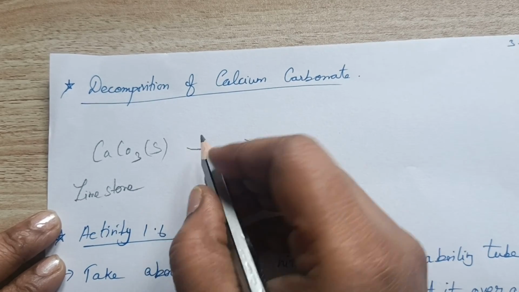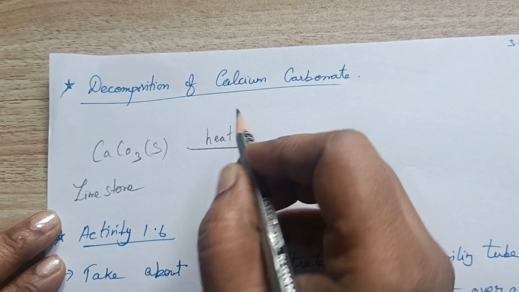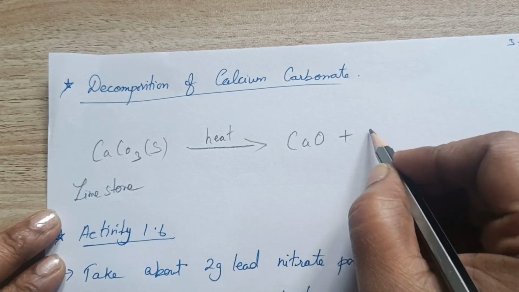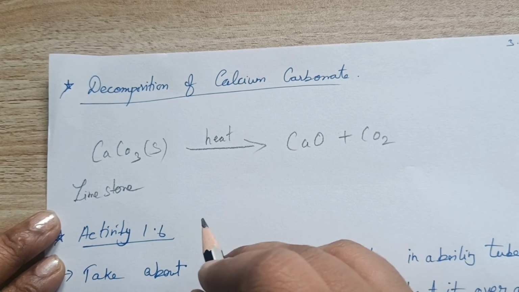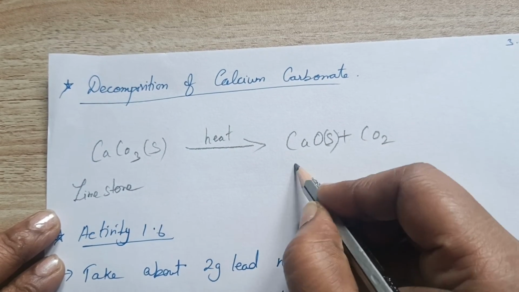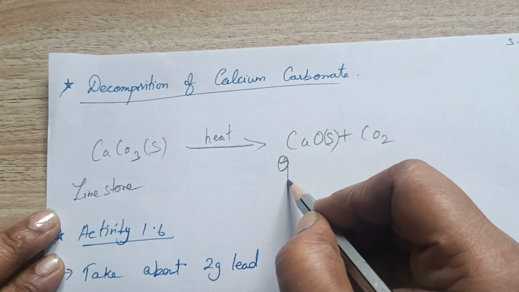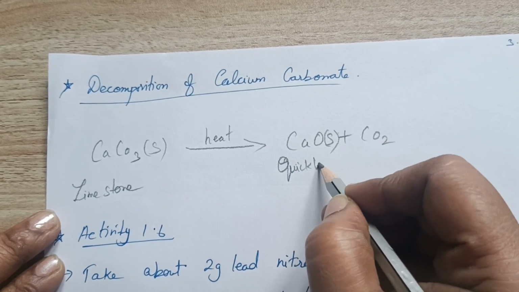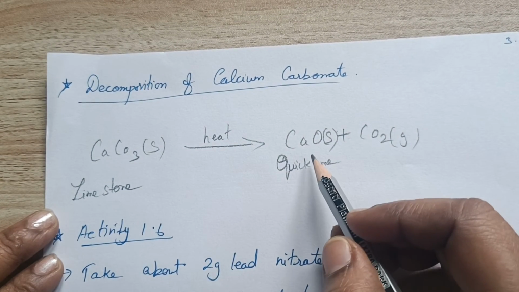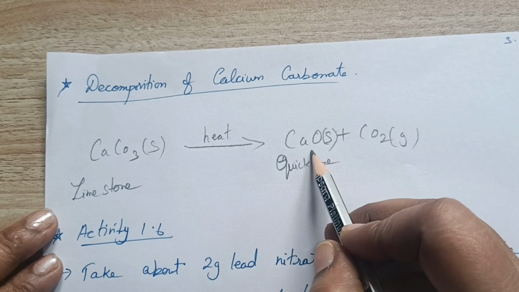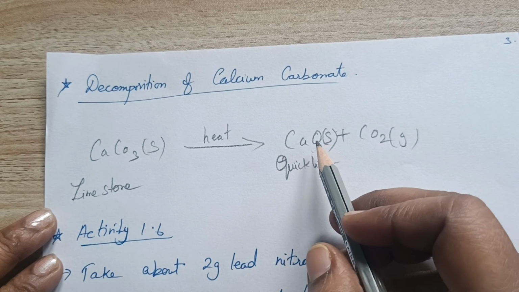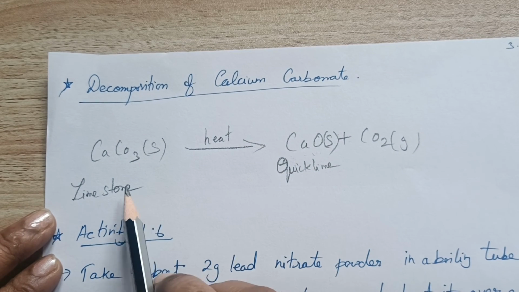Decomposes means when you heat this, in the presence of heat, it decomposes to form calcium oxide plus carbon dioxide. This is your solid. Calcium oxide is nothing but quicklime, and this is your gas. You know the uses of this calcium oxide. It's used for whitewashing and also for the manufacture of cements, white cement.